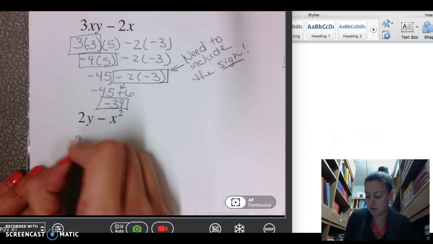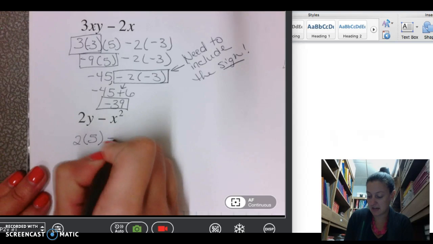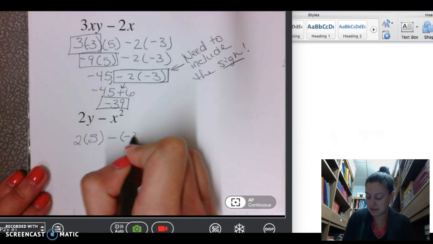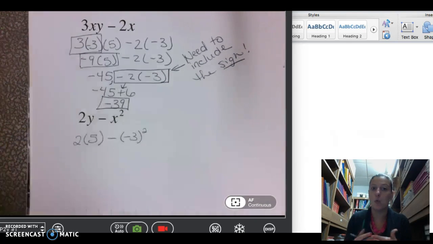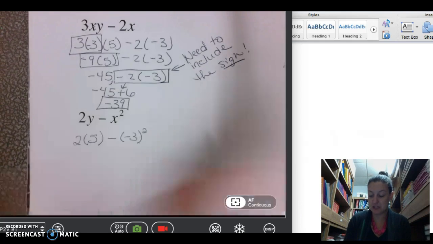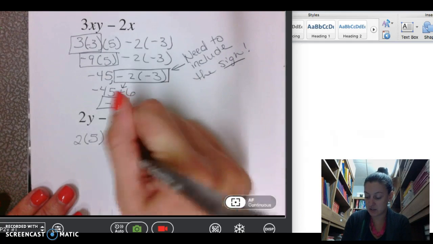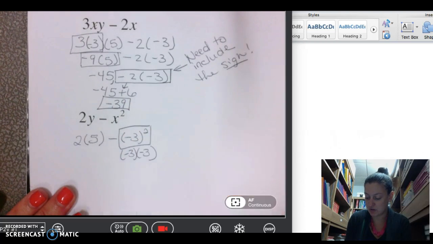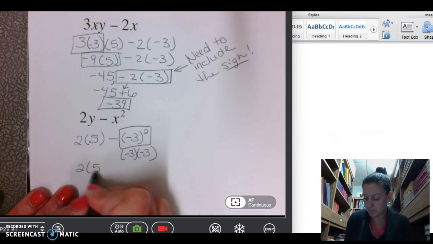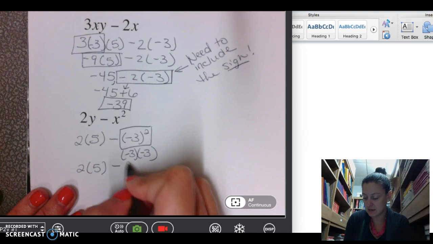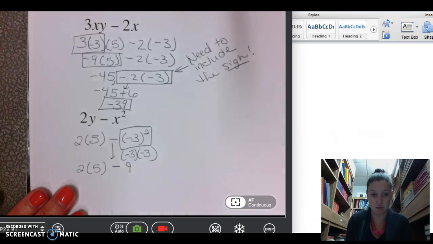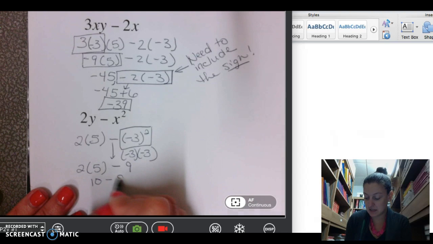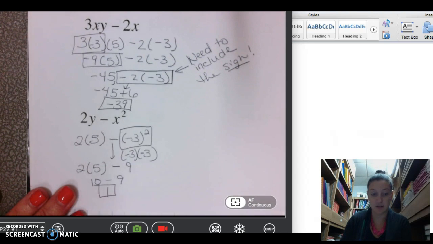2y, well, y was 5, minus x squared. Again, very important to have those parentheses, especially with this exponent here. The exponent is touching the parentheses, so we double the parentheses, minus 9. Now this minus sign just comes right down. So 10 minus 9 is 1, and we're done.